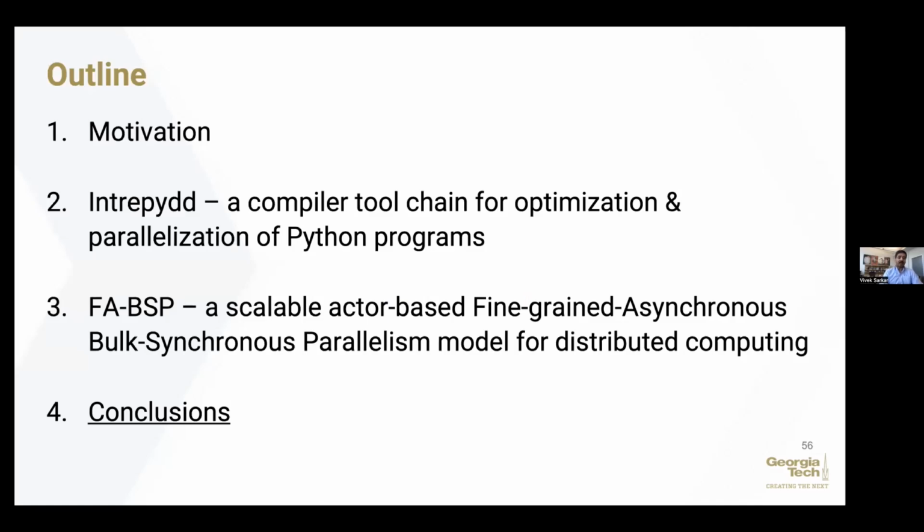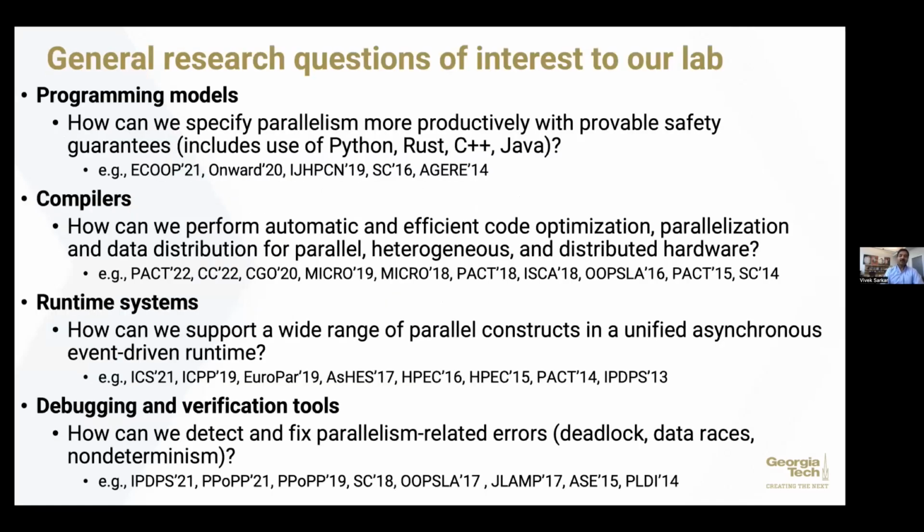Okay, let me wrap up now. So I gave you two examples, one related to compiler optimizations of Python code, where we generated C++ in one case, and in another case, we generated array runtime calls. And then in the second part, I talked about runtime.